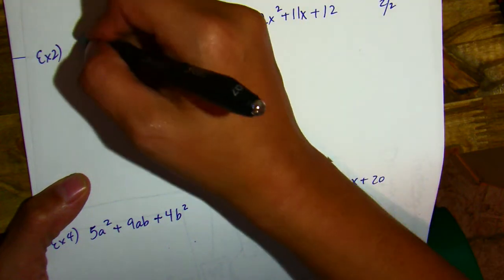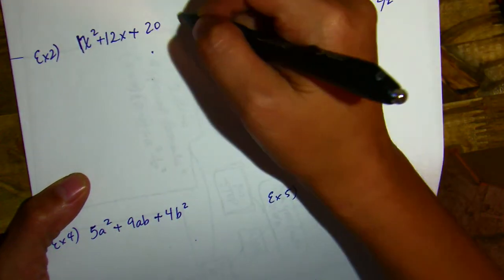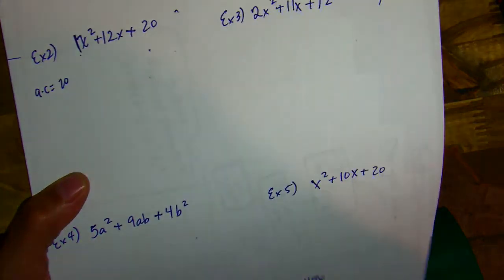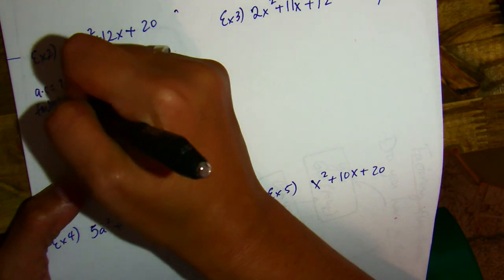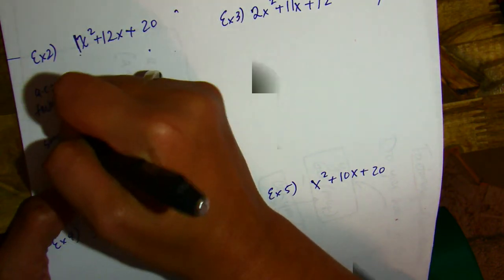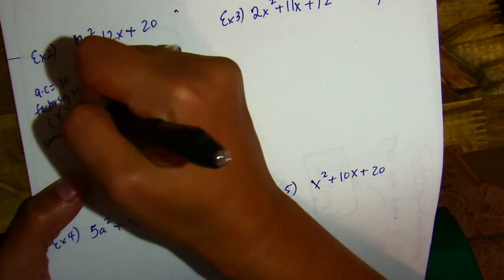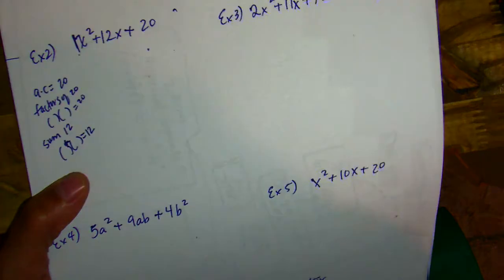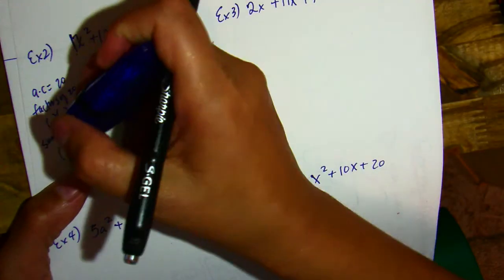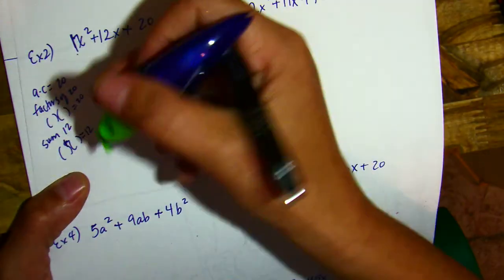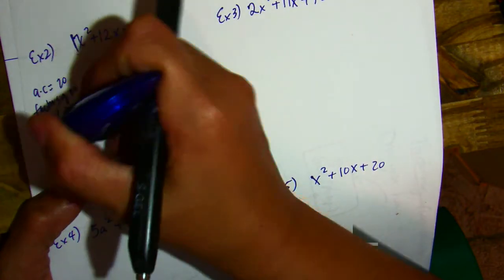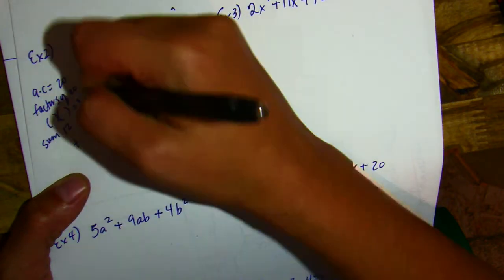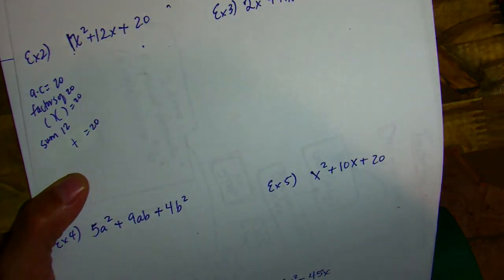So here my leading coefficient that we don't see is a 1. So A times C, and I'll do it right here, A times C is 1 times 20, so that would be 20. So what I need now is factors of 20 that add up to be 12. So I need two numbers. Notice I'm getting a little bit more advanced here. I'm not writing out every single detail, and ideally you're going to figure out your strategy too. But I need two numbers that multiply to be 20, that add up to be 12.